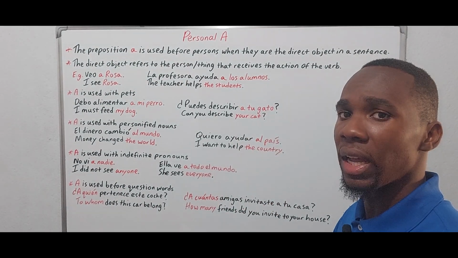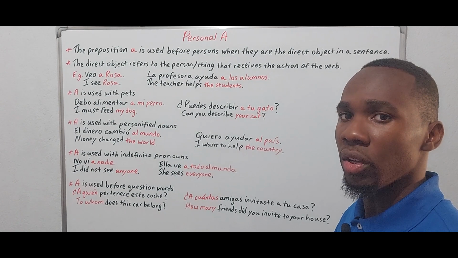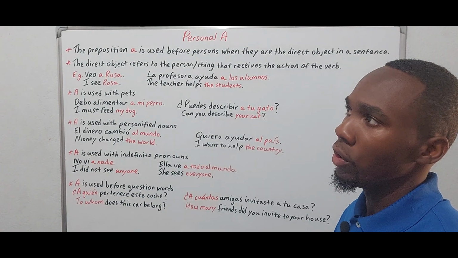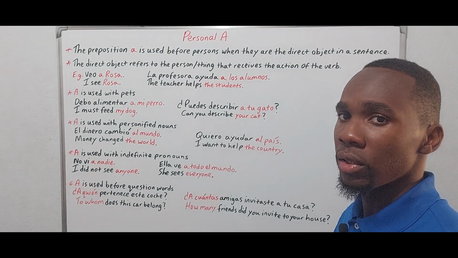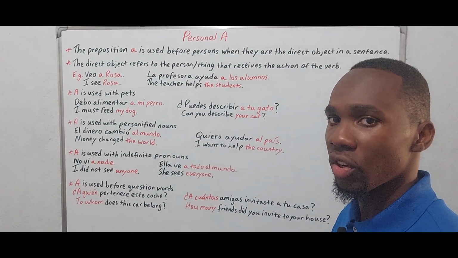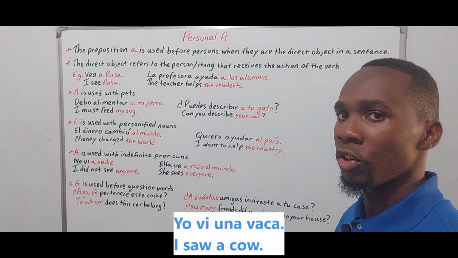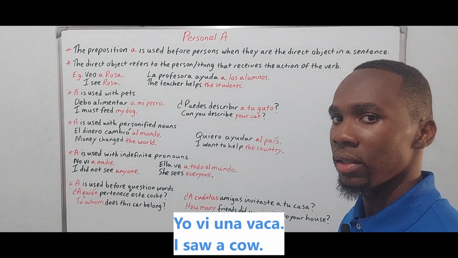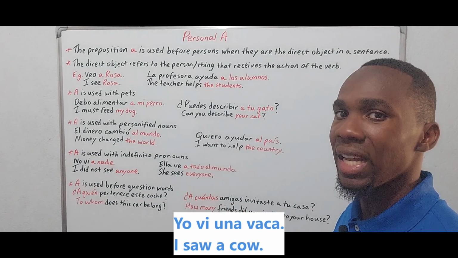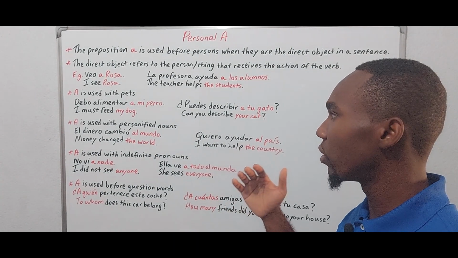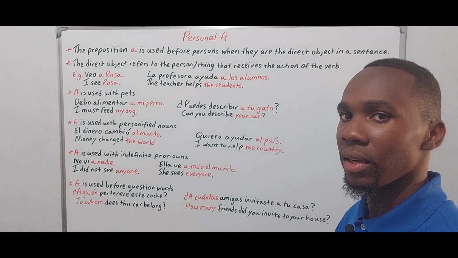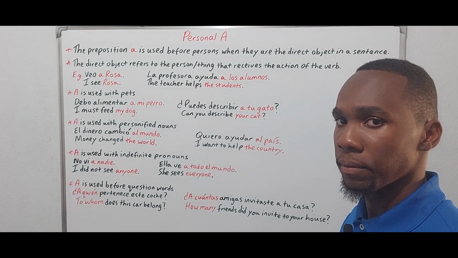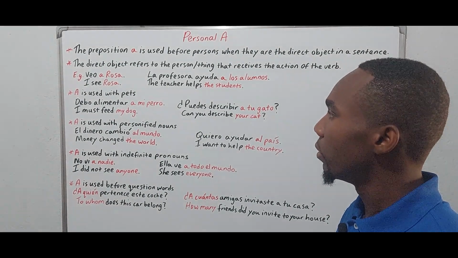Now, if we were talking about any animal, we would not use the personal a. For example, yo vi una vaca. I saw a cow. We wouldn't say yo vi a una vaca. No. Yo vi una vaca. We're just talking about any animal. The only time we use the personal a when it comes to animals is when we're talking about pets. Right? Muy bien.